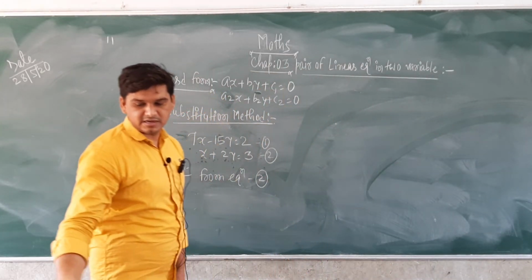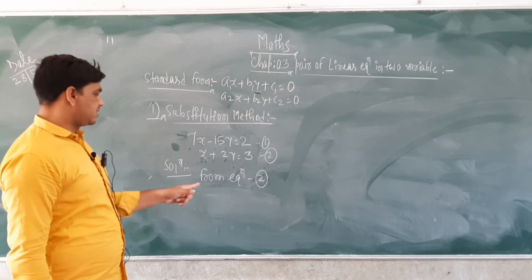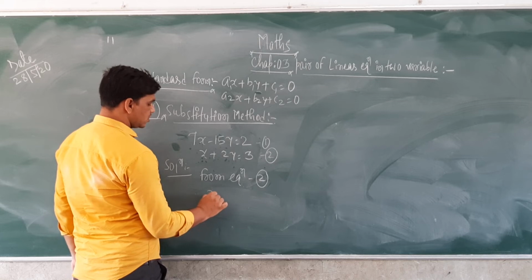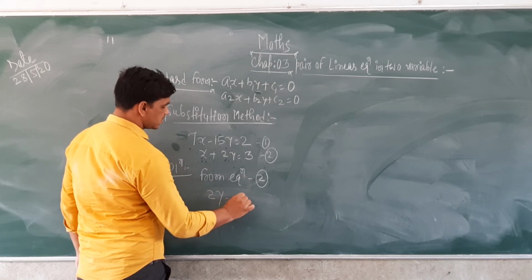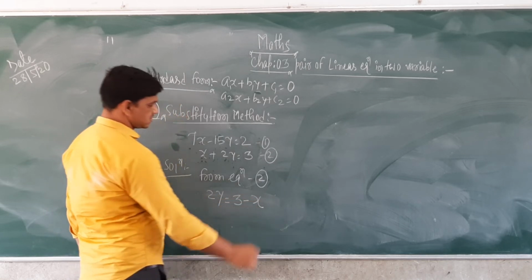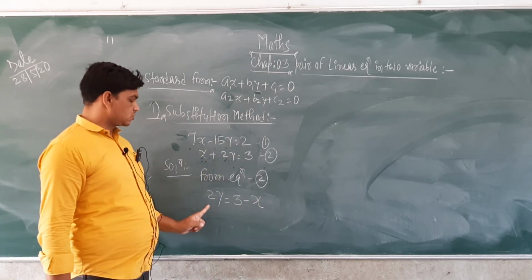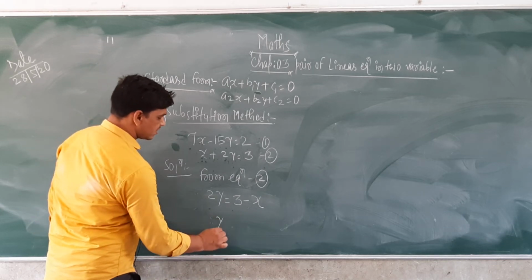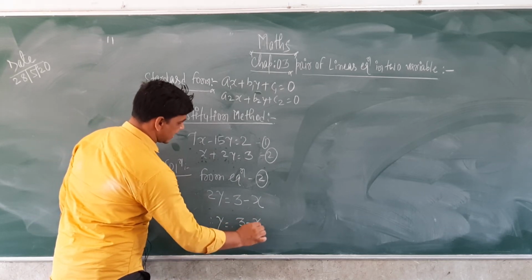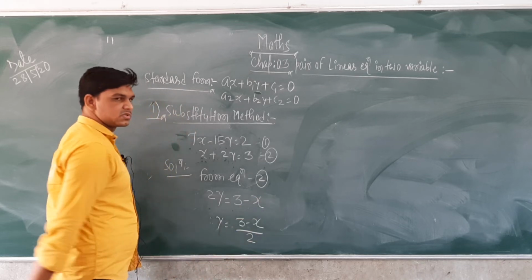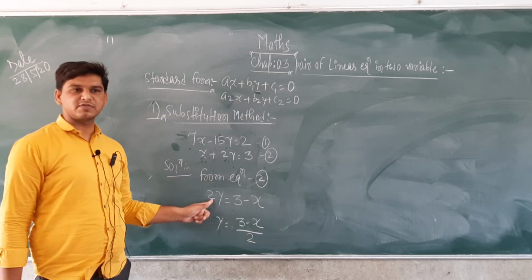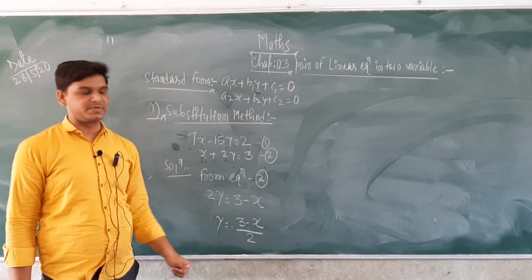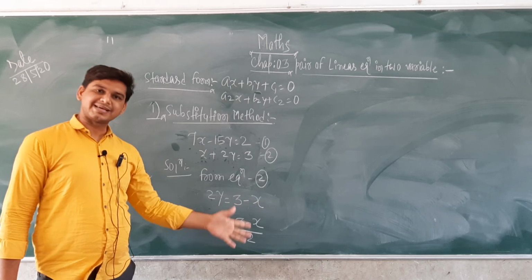In the first method, I supposed the value of x. In this method, I will suppose the value of y. So now here, 2y equals 3 minus x. So what is the value of y? y equals 3 minus x upon 2, because 2 is multiplying y, and moving to the right hand side it becomes the denominator. So y equals 3 minus x upon 2.